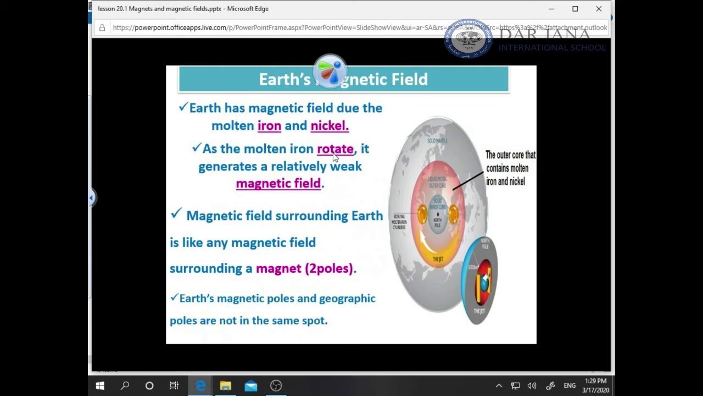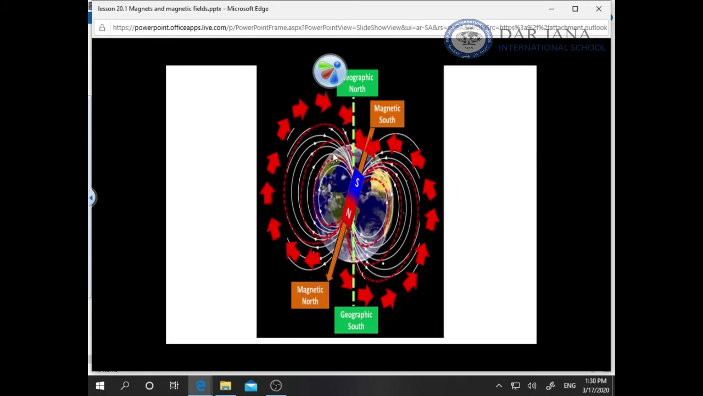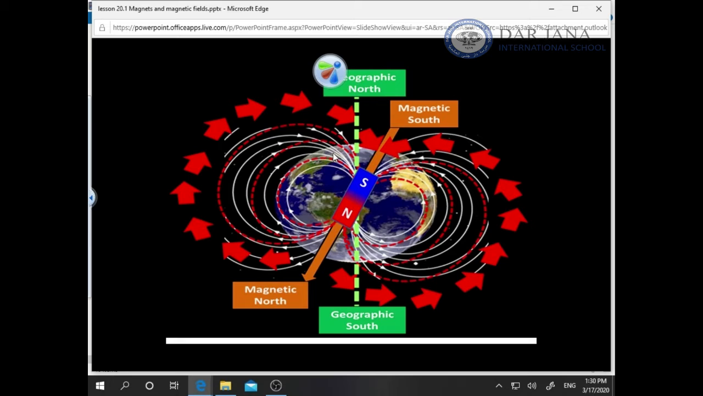Earth has a magnetic field. Also, Earth has two poles, a north pole and a south pole. Also, the direction of the magnetic field is from north pole to south pole.